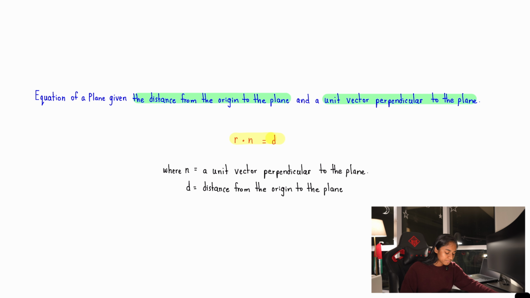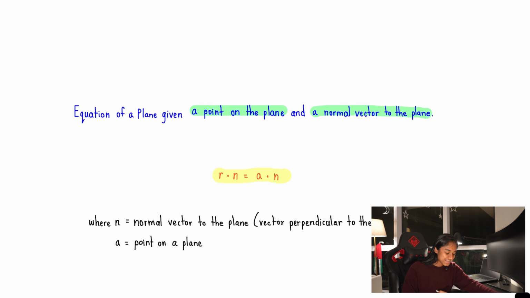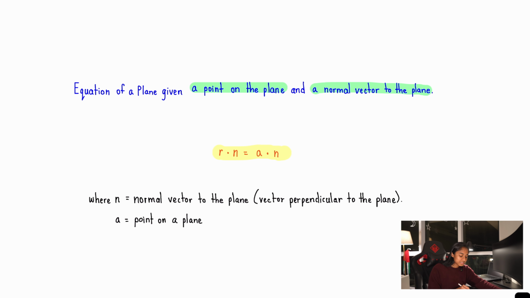So the first way, we can see that if we are given the distance from the origin to the plane and a unit vector perpendicular to the plane, this would be the formula. And the second way, you need to write these things down. You need to pause. Don't go as fast as me. The second way is equation of a plane given a point on the plane and a normal vector to the plane. This would now be the formula.